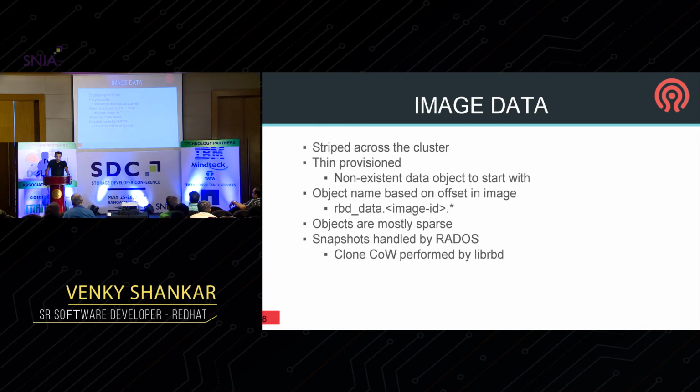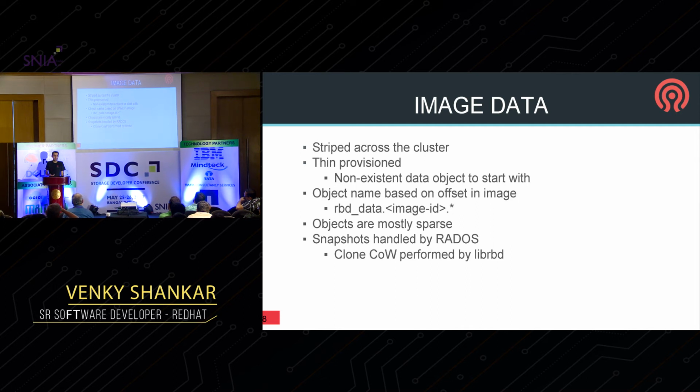Okay, so where's your data? Your data is also, as I said, striped across the cluster. It's thin provisioned, so you start with absolutely non-existent data. Your object name, which is your data, is in the format of rbd_data, then the image ID, dot, and then a number. The object name is actually generated from the offset you write into the image.